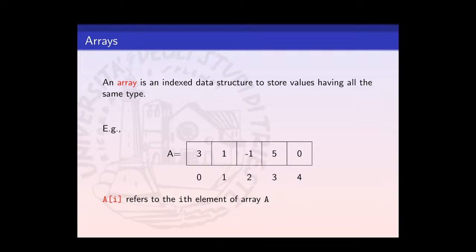Okay? So, if I want to access the fourth number, I must write a square bracket, 3, close square bracket. Not square, sorry.